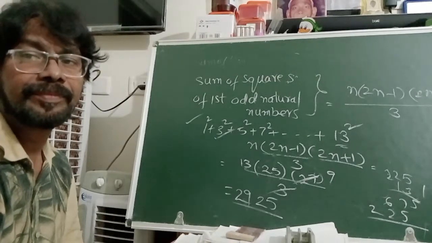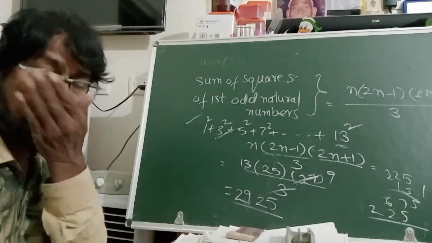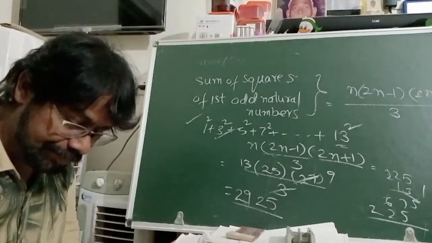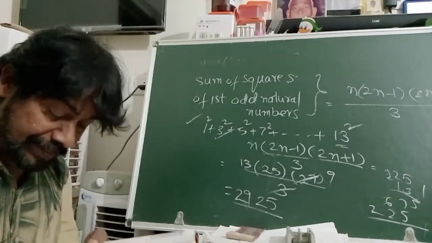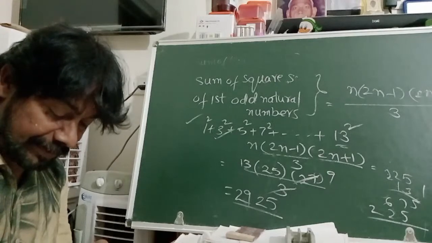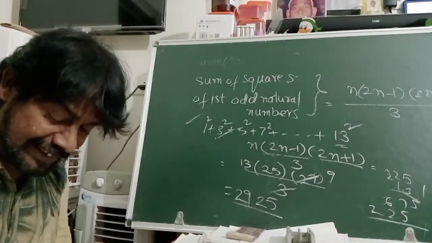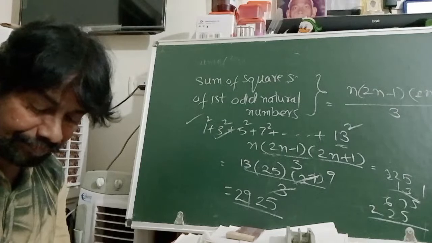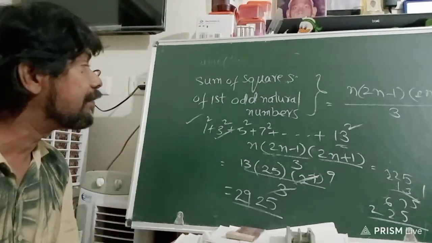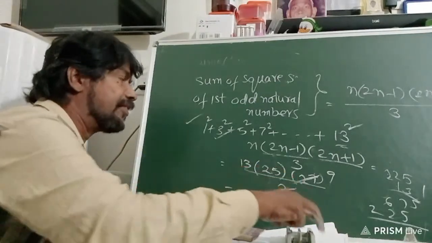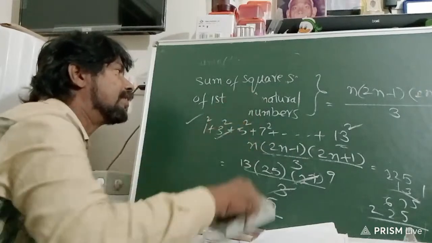Understand, observe. Another form. Next one, the sum of the squares of the first n even natural numbers. The odd natural numbers are done. Squares of even.